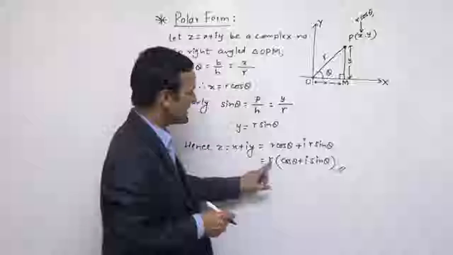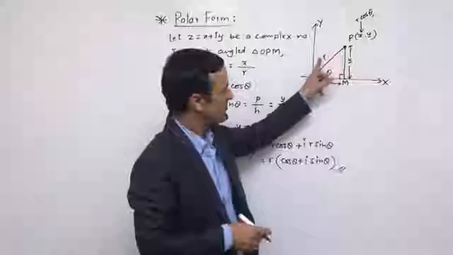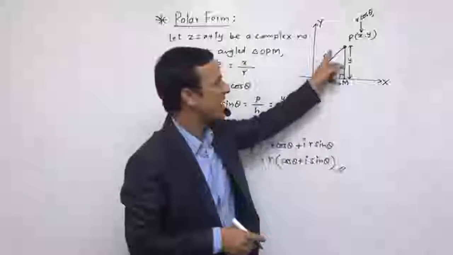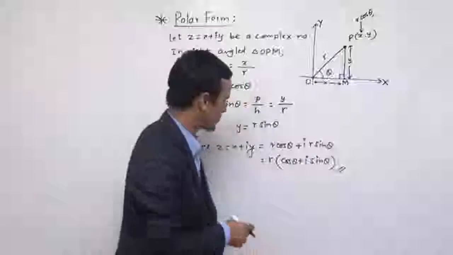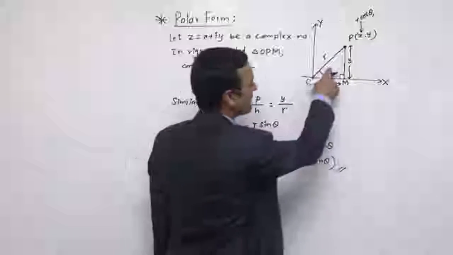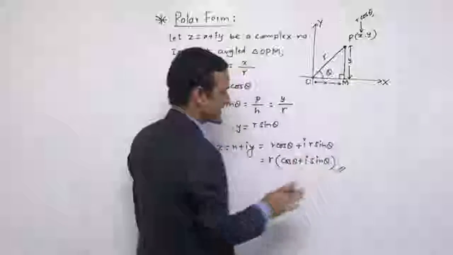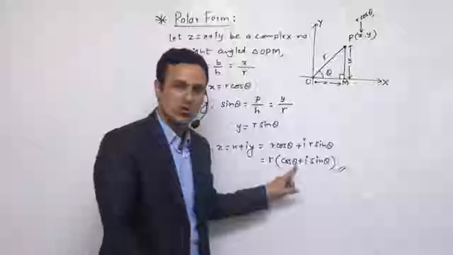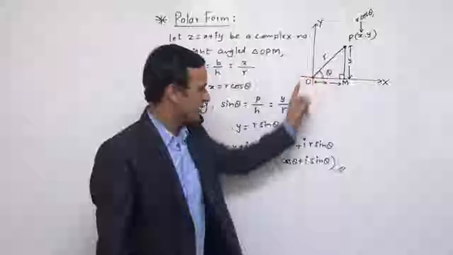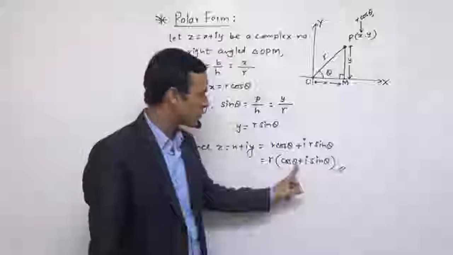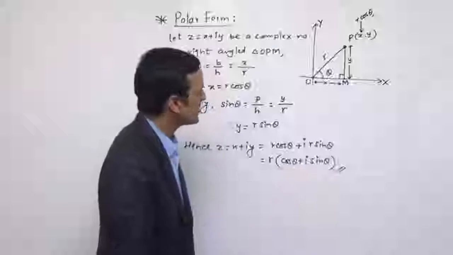where r is the radius, polar radius. It is also known as polar radius or simply radius. OP को distance चाहिँ radius हो र theta भनेको angle made by this line with x axis. This theta is also called amplitude of this complex number, amplitude. It is also called amplitude. This angle is said to be amplitude.